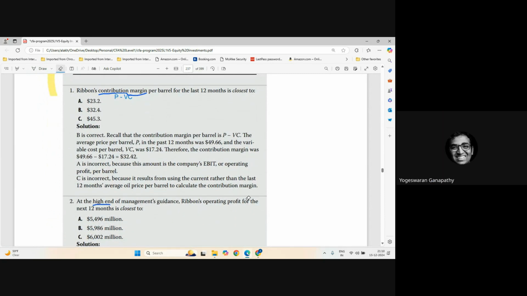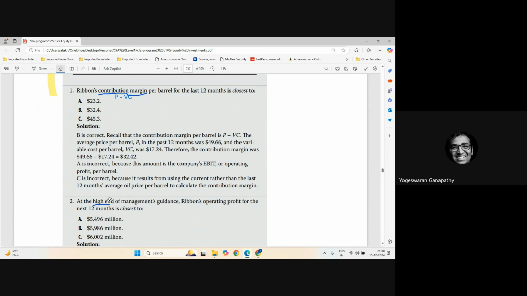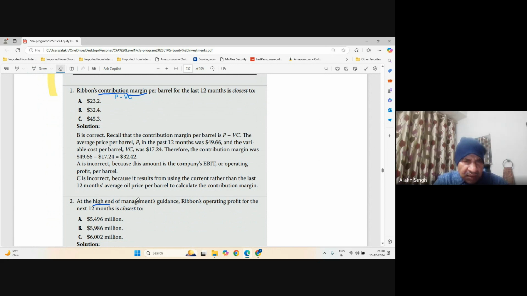Sir, why not the lower end? Oh, because the question is high end. There will be a lower end question also. Okay. So at the high end of management guidance, operating profit. So quantity should be 167 times operating profit, EBIT. Operating profit is EBIT. So what will it include? Since it is asking for EBIT.